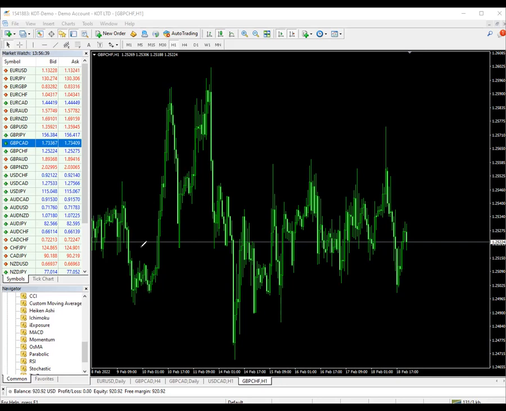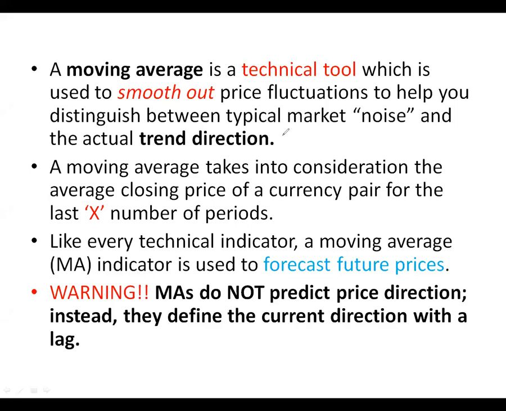The market is very choppy, moving up and down, up and down, and sometimes it's very difficult to know which direction the market is going. So we use moving averages to smooth out the price to actually determine the direction or the angle at which the market is going. That is all that first point is saying. So remember, we use moving averages to smooth out price fluctuations to help you distinguish between typical market noise and the actual trend direction.